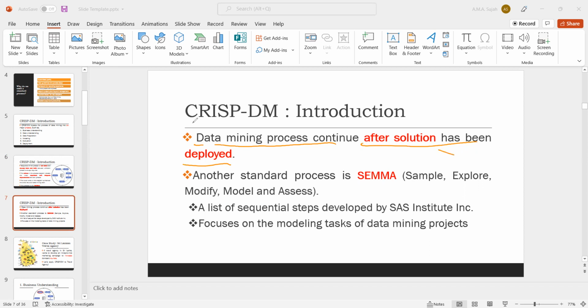This is one standard process. Also, there is another standard process called SEMMA: Sample, Explore, Modify, Model, and Assess. If you need more information, you can Google it. This is also one way we can apply as a data mining standard process. This was developed by the SAS Institute for their purposes. It's also similar to this one.